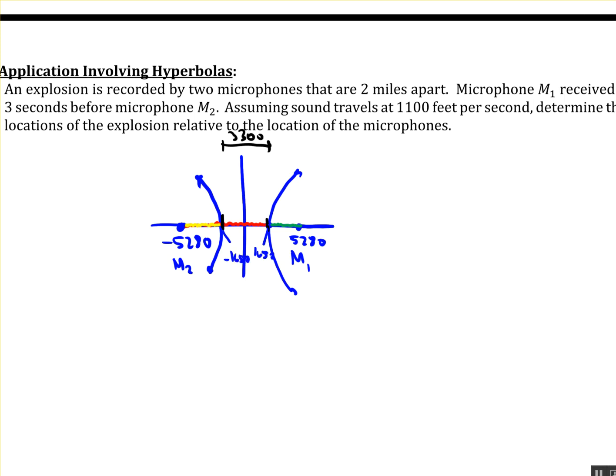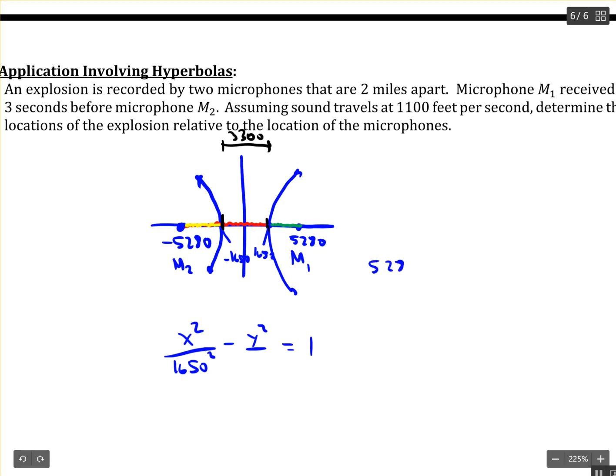All right, so it opens horizontally. So the x squared term is positive. It's centered at the origin, so there's no vertical shift. So we're going to have x squared over 1,650 squared minus y squared over, and we don't know that yet, equals 1. Now remember, c, which is the distance from the center to the focus, is going to be 5,280. So that squared is equal to 1,650 squared plus b squared. So b equals the square root of 5,280 squared minus 1,650 squared.